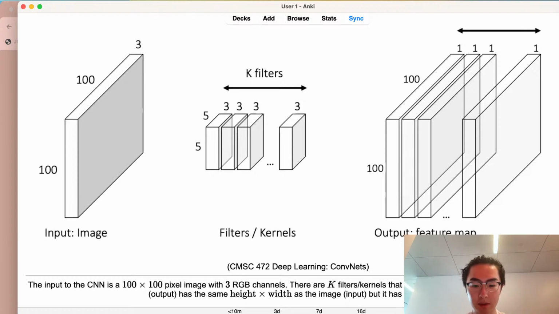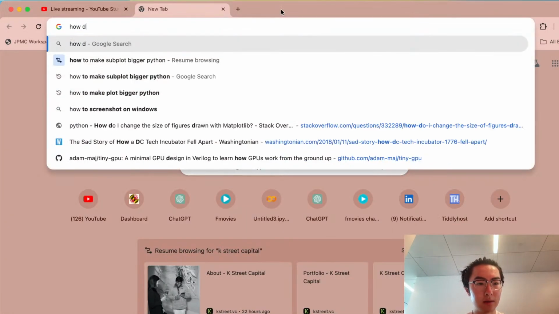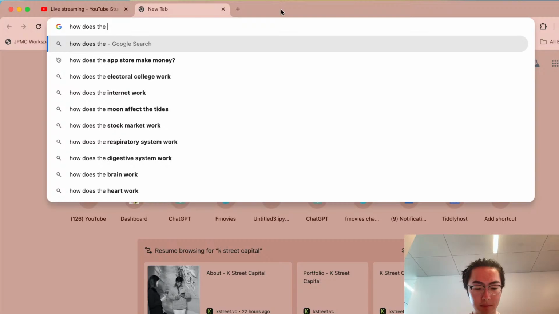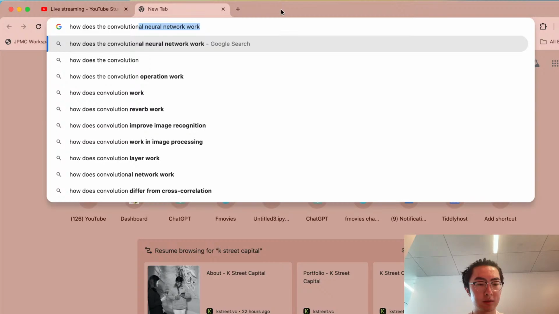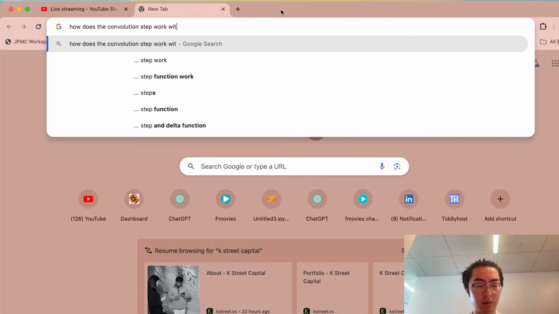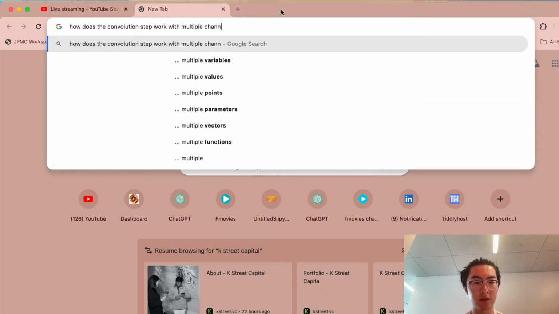Yeah, let me see. So how does the convolution step work with multiple channels?